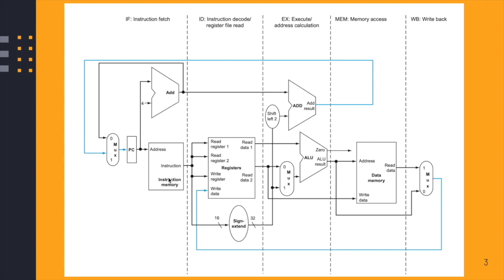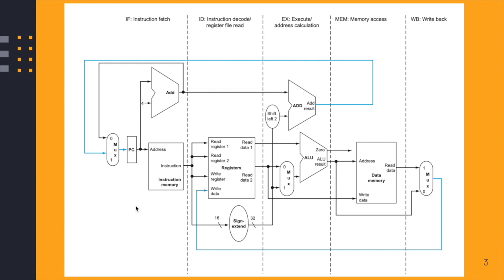For example, I can only access this instruction memory one time per clock cycle. So at clock cycle 1, I can only access it once. At clock cycle 2, I can only access it once, etc. Okay? So let's continue with our stages and the instruction fetch stage.